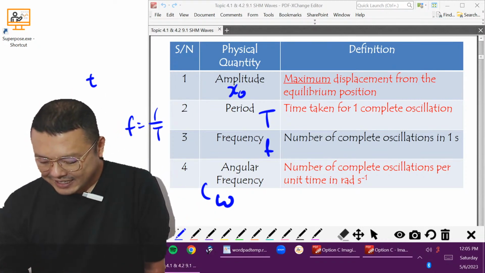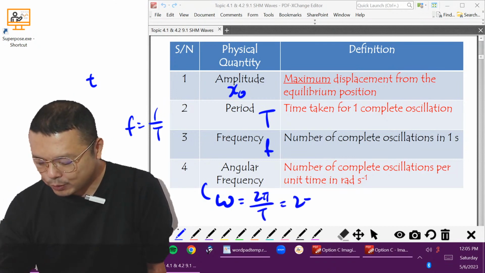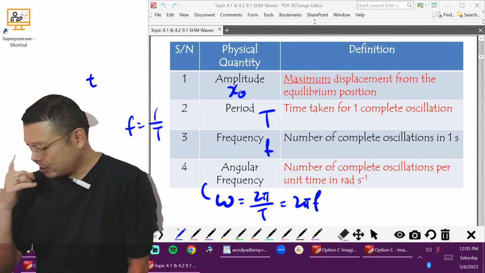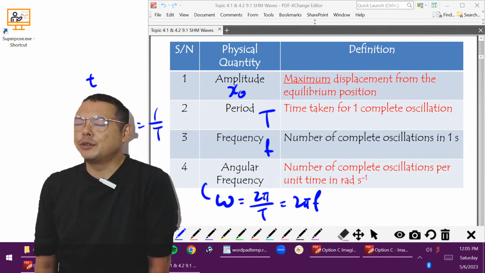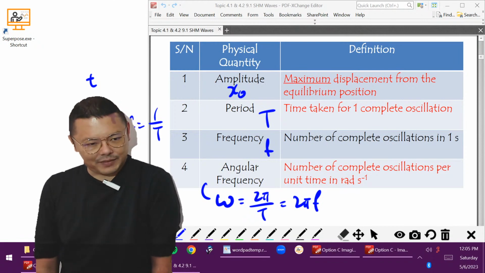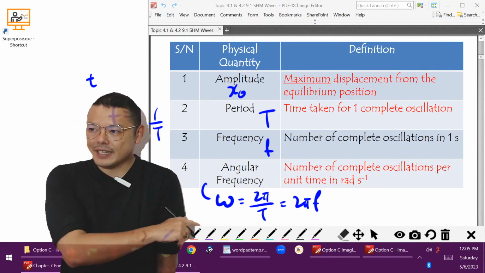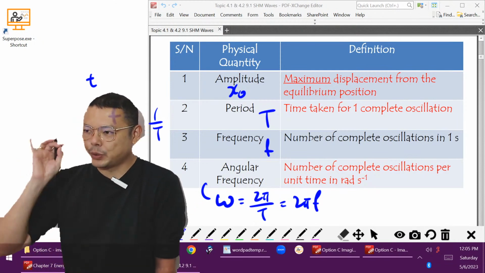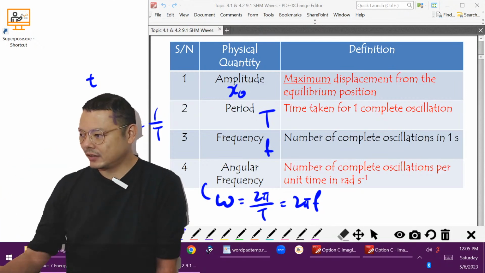I'll explain why, but the equation is still exactly the same: omega equals 2 pi over T, and 2 pi f. Can you write this down, please? 2 pi over T and 2 pi f. I need you to pay very close attention to this one. This is very important in case you made a mistake. This angular frequency does not refer to an actual angle.